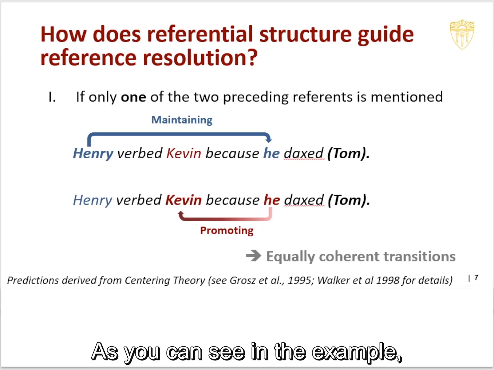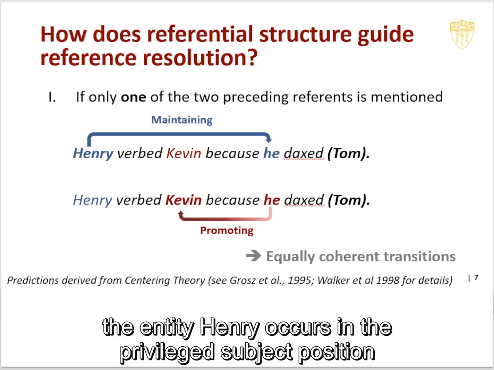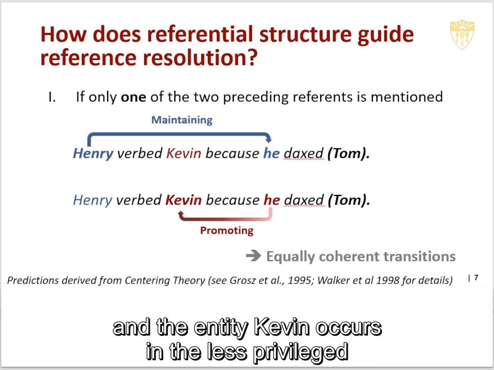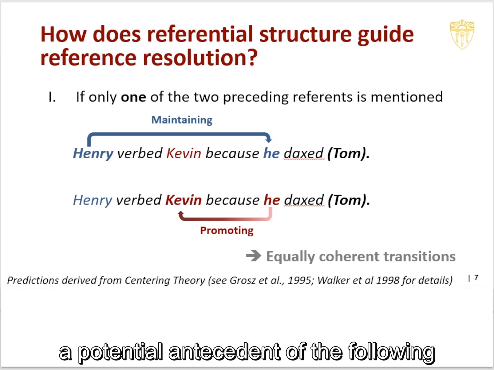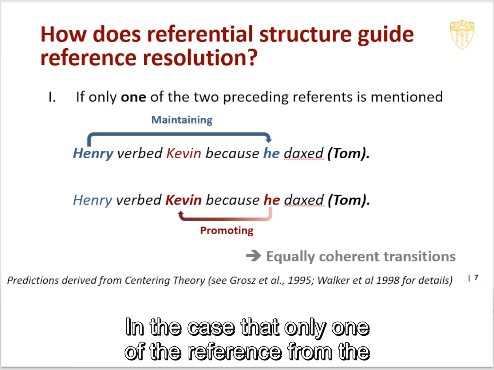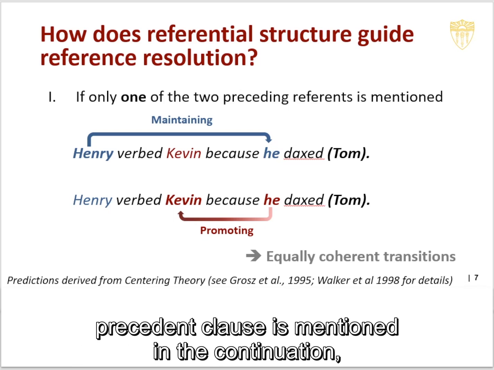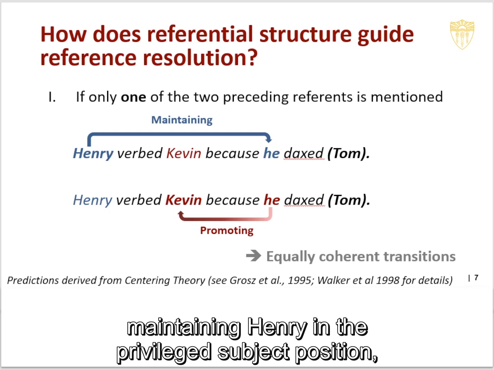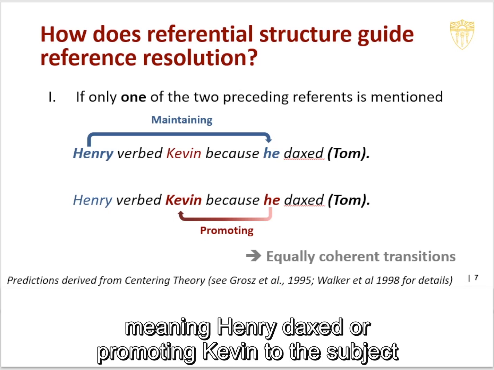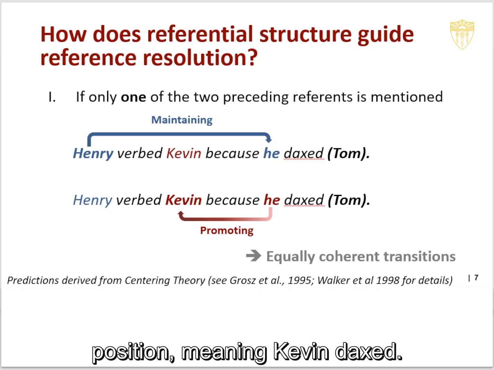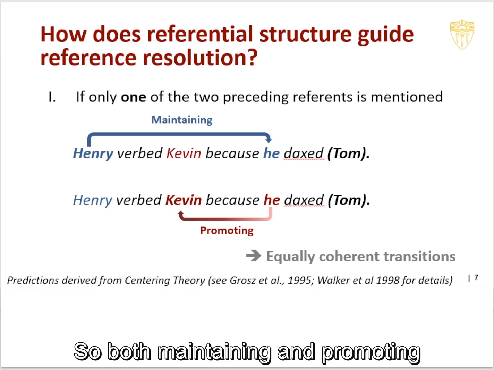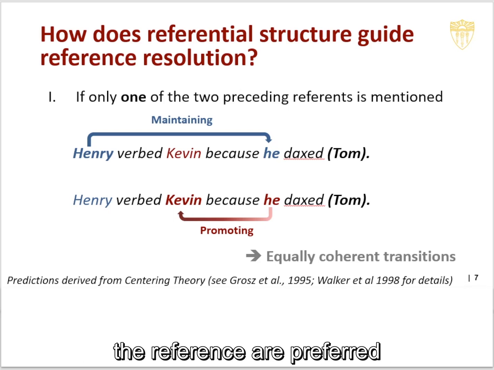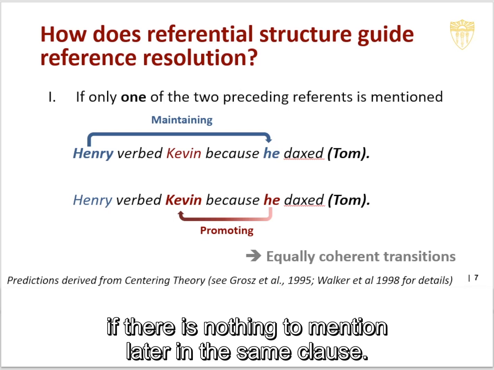As you can see in the example, the entity Henry occurs in the privileged subject position, and the entity Kevin occurs in the less privileged object position. And either entity can be a potential antecedent of the following pronoun he. In the case that only one of the referents from the preceding clause is mentioned in the continuation, maintaining Henry in the privileged subject position, meaning Henry dexed, or promoting Kevin to the subject position, meaning Kevin dexed, both yield equally coherent transitions according to centering theory. So both maintaining and promoting the referent are preferred if there is nothing to mention later in the same clause.